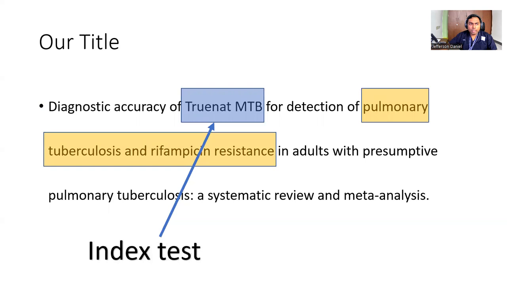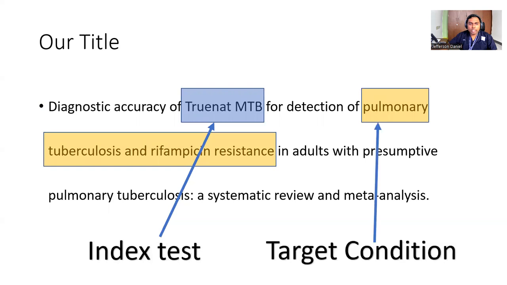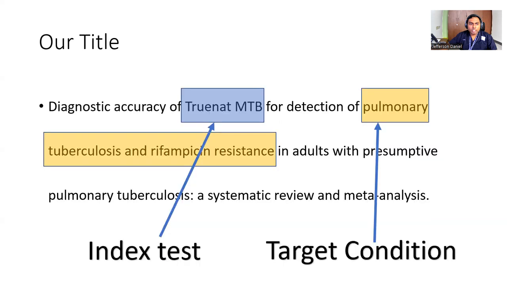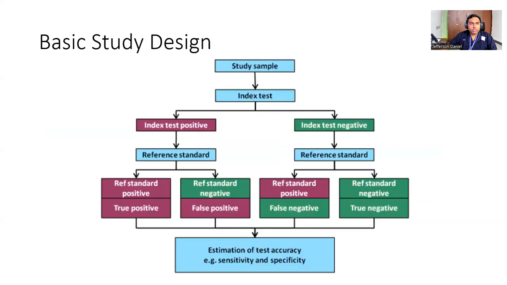Pulmonary tuberculosis and rifampicin resistant. That's the target condition. And what is the reference standard? Mentioned in the topic, but in this study we used MGIT and solid cultures. Okay, so now you look at any diagnostic test studies. This is how the study would have been planned.